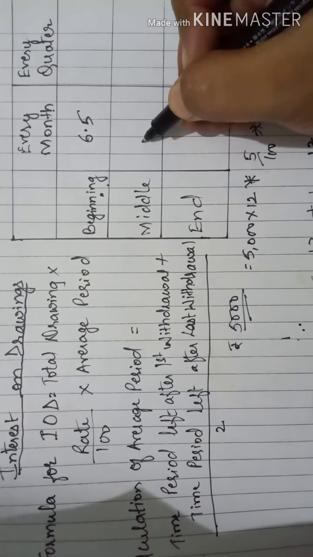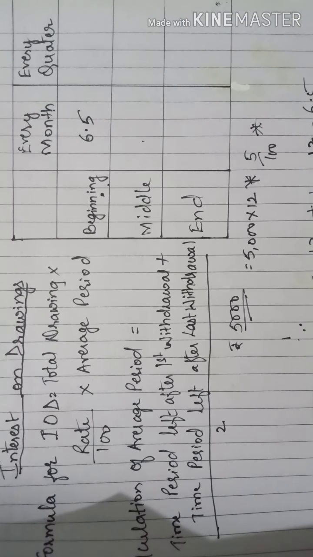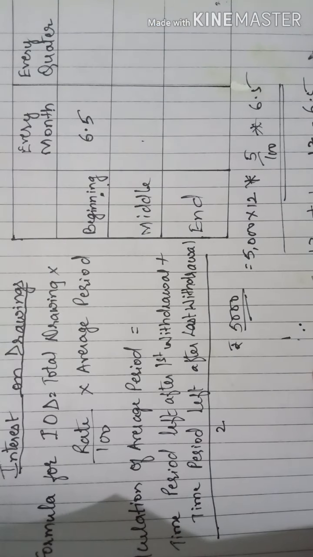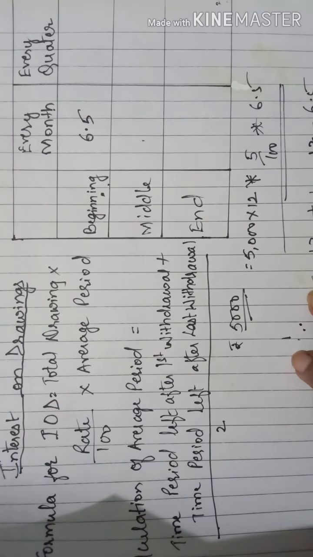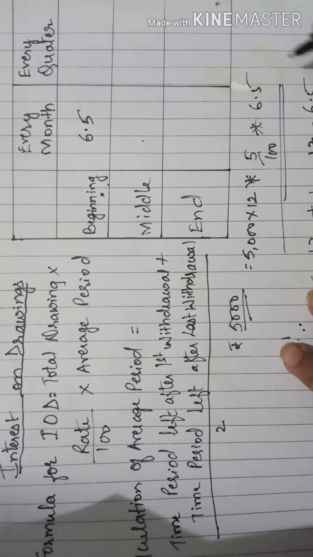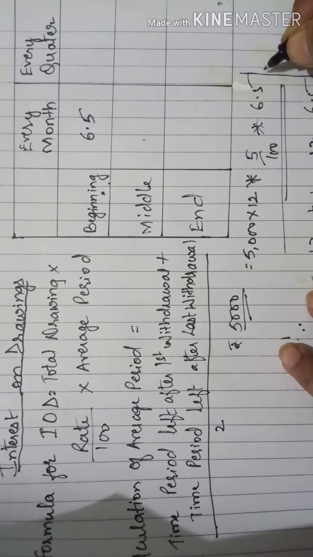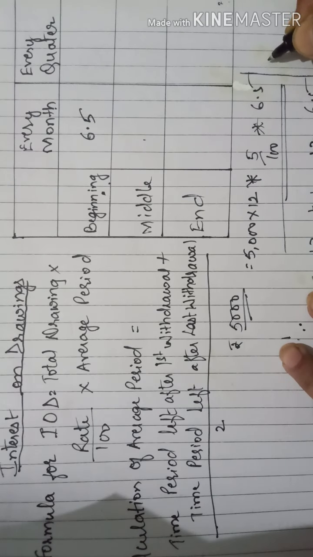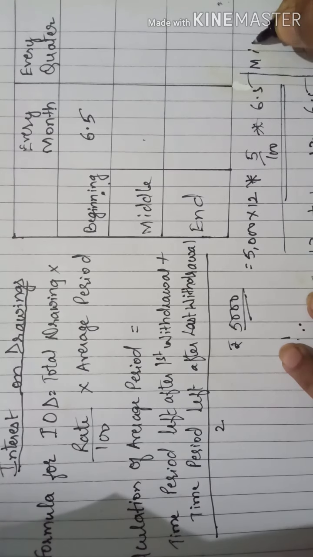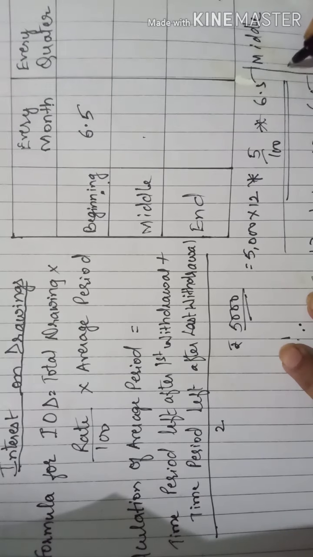Same way, if I withdraw in the middle of every month, what will be my average? Here I will multiply 6.5 and calculate, and this will be my drawings. Now suppose I withdraw in the middle of every month. Again I will say the same thing: time period left after first withdrawal. Now I'm calculating for the middle, so check out for middle.